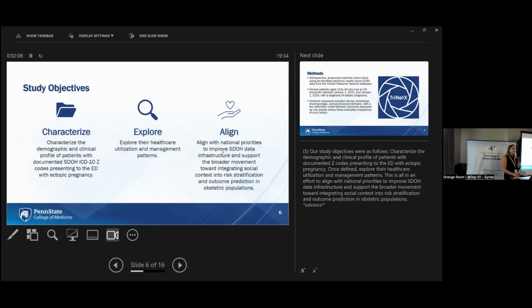Our study objectives are exactly the same as the one before: characterize the demographic and clinical profile of these patients with documented SDOH Z codes, explore their healthcare utilization and management, and then align with the national priorities to improve social determinant of health infrastructure and support the broader movement toward integrating social context into risk stratification.